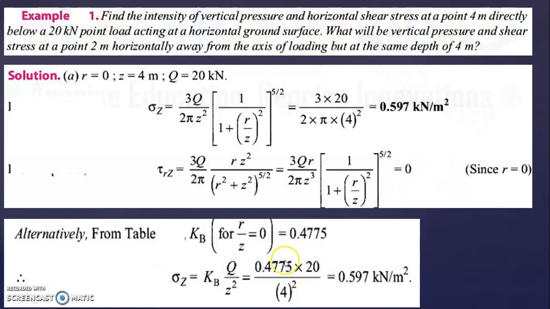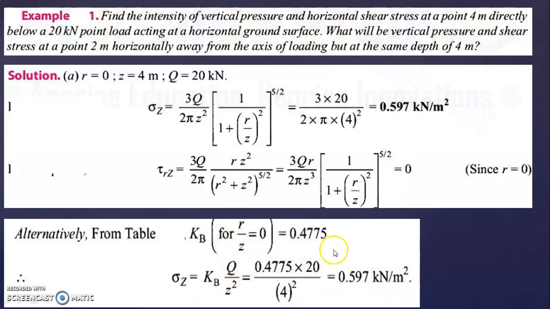Suppose you have the table. The R by Z ratio is equal to 0 here, because R equal to 0. Then the KB value for 0 is 0.4775. So sigma Z is equal to KB into Q divided by Z square. KB is 0.4775 into Q, Q is 20, divided by 4 square. So you get the same answer. Any method you can use.